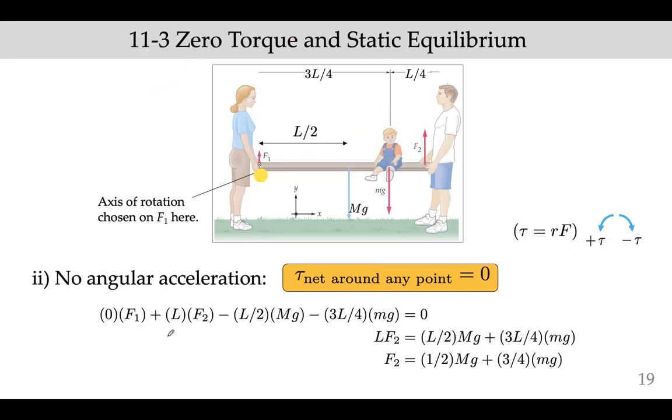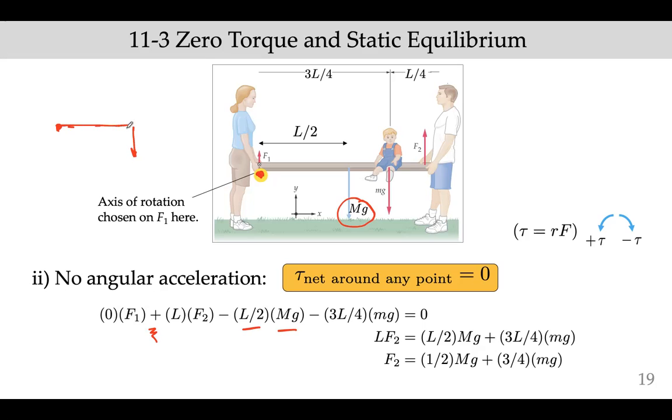Okay, that's why we have a positive sign here. Now, look at this force here. This is the weight of the plank. Now, this force is mg times the distance, which is L divided by 2. Now, with respect to this point, this is the axis of rotation, and this is the force.